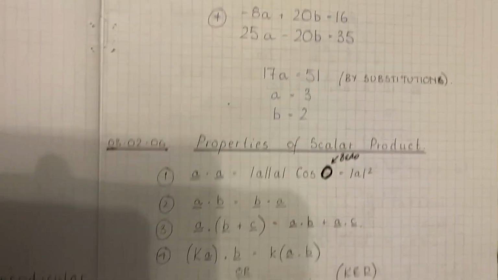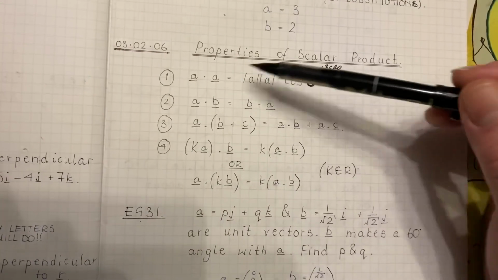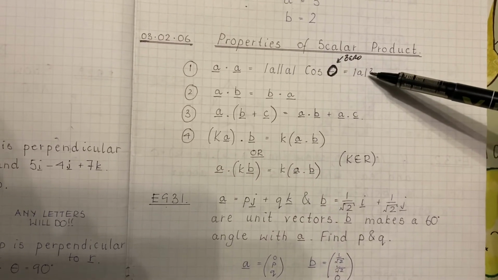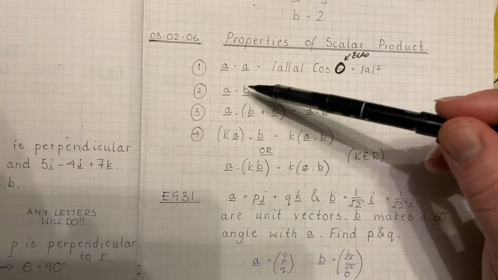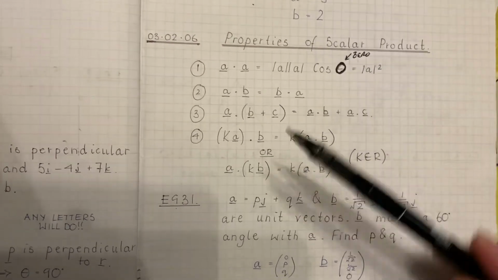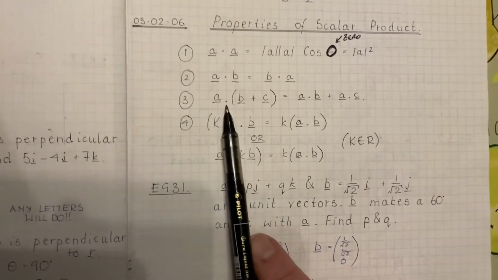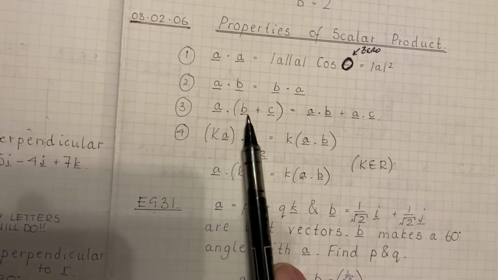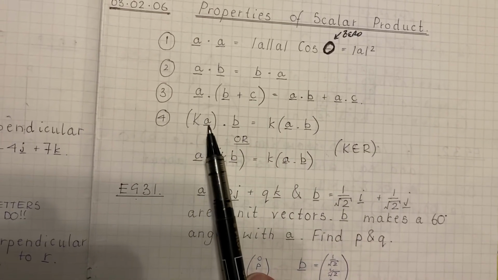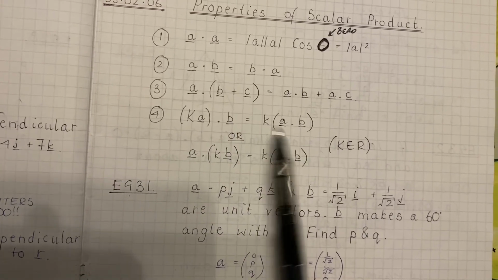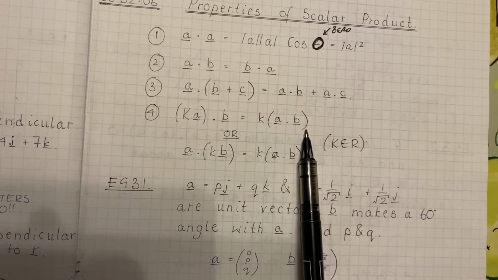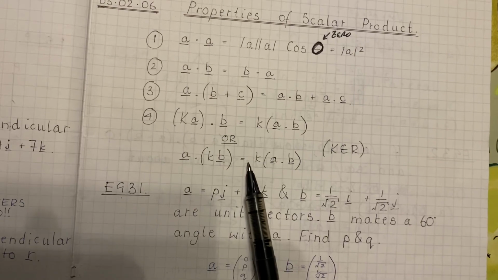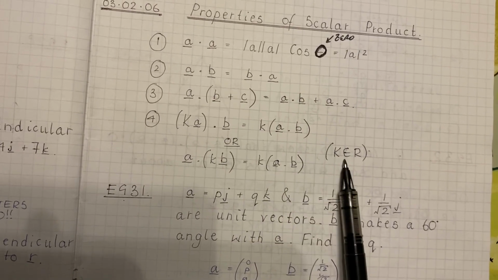Now looking at the properties of scalar product, a dot a is the magnitude of a times the magnitude of a times cos of 0, which is just the magnitude squared. A dot b is the same as b dot a. When we're multiplying out, it's like multiplying a normal bracket: a dot (b plus c) is a dot b plus a dot c. k a dot b is k times a dot b, because k is just a multiplier. And a dot kb is k times a dot b, where k is an element of R.